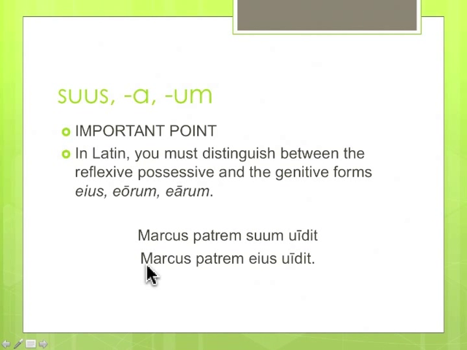On the other hand, if I say Marcus patrem eius videt, this is not the reflexive. And in Latin, that means that this cannot be Marcus's father that Marcus saw. This eius, of that guy I just mentioned, has to be someone other than Marcus. If this were Marcus's father, we would have to use suum. So Marcus patrem eius vidit means Marcus saw his father, but the his cannot be Marcus.